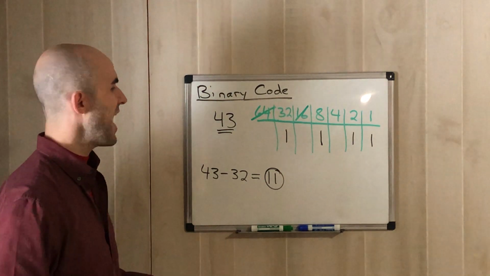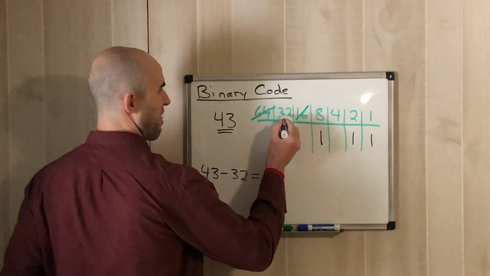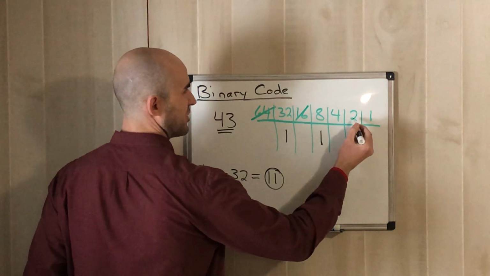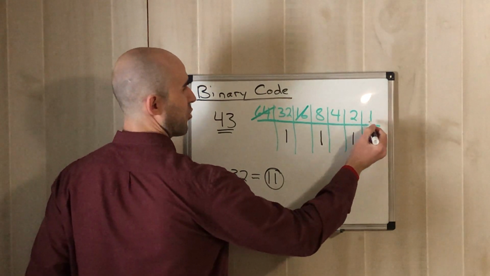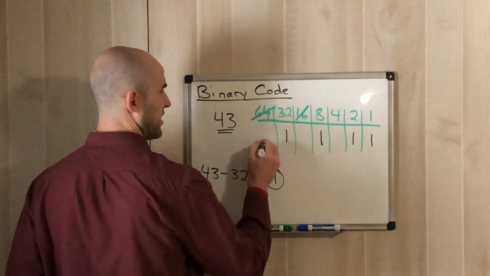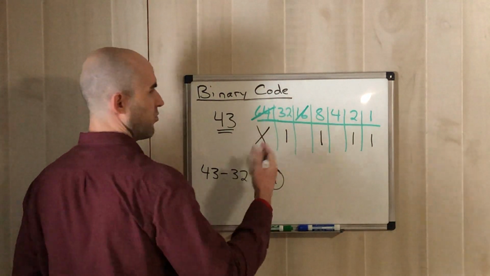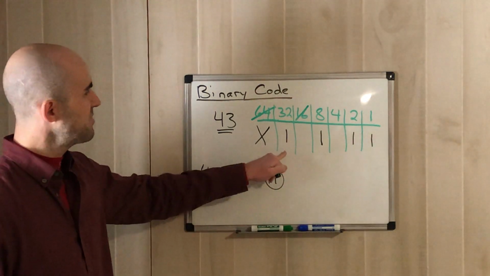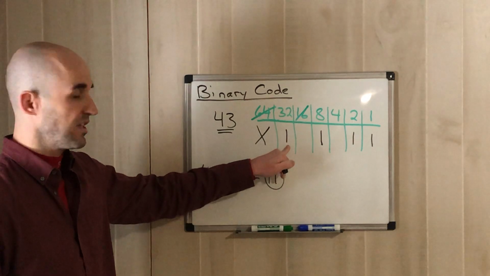So now if we start adding all this up, we know that 32 plus 8 is 40. 40 plus 2 is 42. 42 plus 1 is our 43. And again, we don't have to count this number just because we always want to start with the biggest number that we used. In this case, the biggest number we started with is the 32.